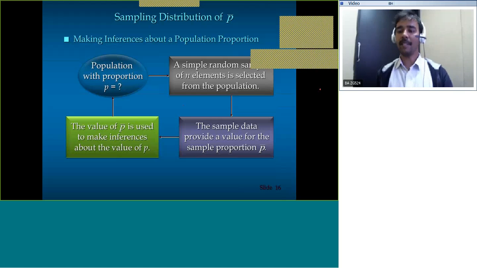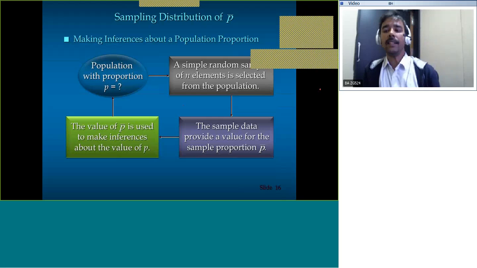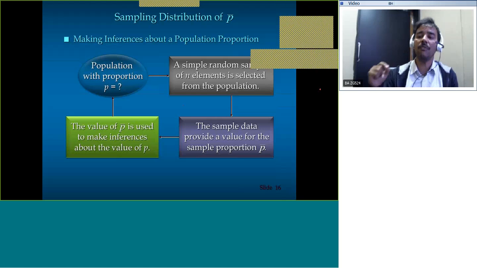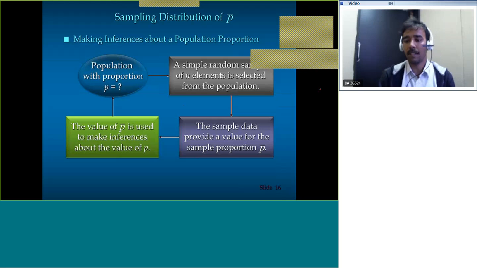I'll repeat the central limit theorem in a while. So now we are calculating the sampling distribution of the test statistic or the random variable P bar. So the concept is there is a big population for which I want to calculate the proportion of a particular concept. For example, there is a huge collection of bolts. I want to calculate the proportion of defective bolts. That is my population proportion P.